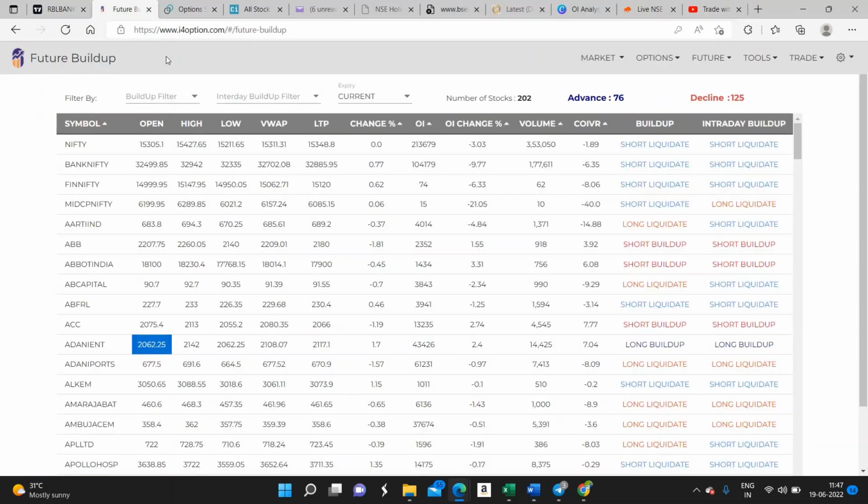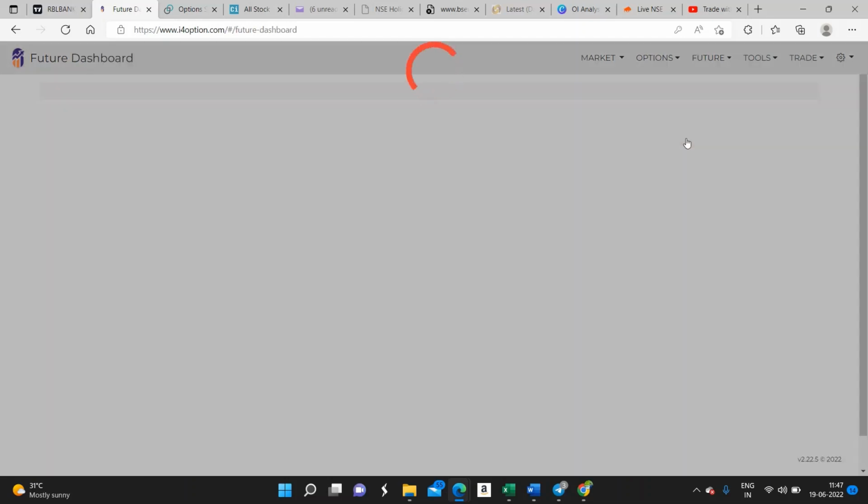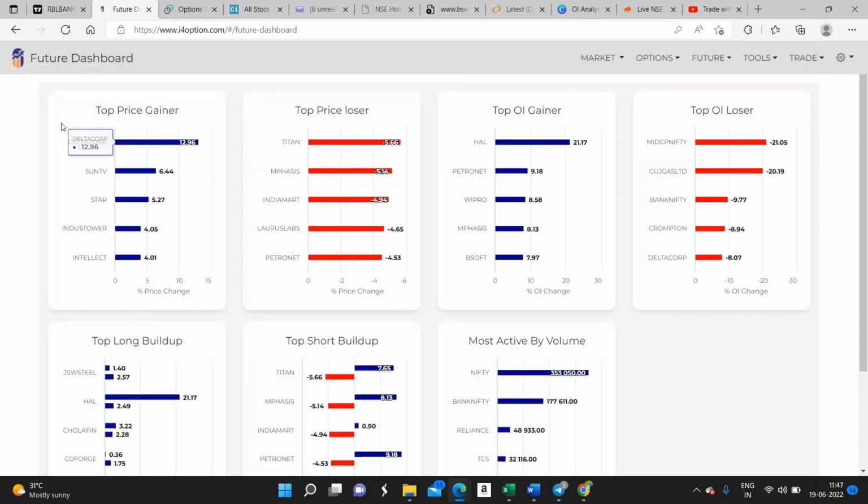So mostly I will be using i4option.com. This is a paid, subscribed website. Mostly I will be using this for intraday and also for swing trades. So here in the futures dashboard, I will be checking the top price gainers and the top long buildups for going long in a stock. And this is only for derivatives stock trading.